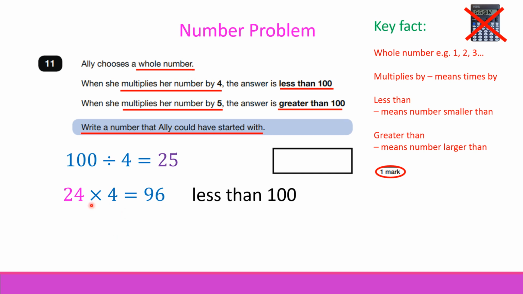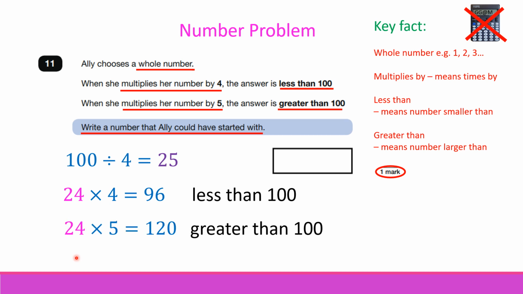Now to do this in your head without a calculator, remember when you multiply by 4, it's the same as doubling and doubling again. So double 24 is 48, double 48: double 40 is 80, double 8 is 16, 80 plus 16 gives me 96, which is less than 100. So it meets the requirement. I'm now going to try and times this same number 24 by 5, and see if this is greater than 100.